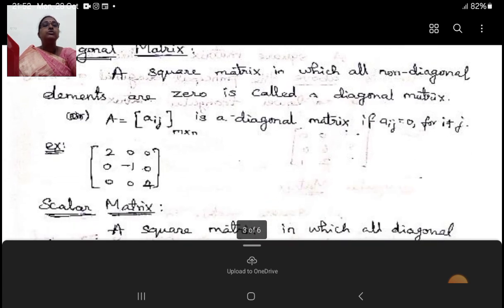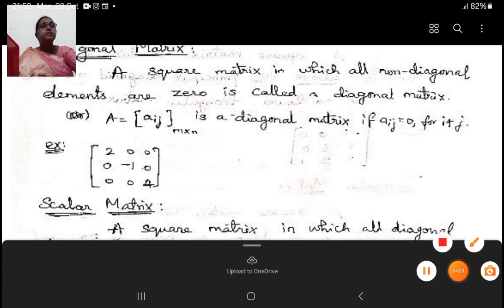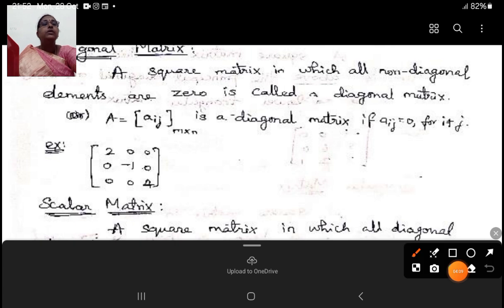Diagonal matrix. The diagonal matrix is derived from the square matrix. A square matrix in which all the non-diagonal elements are 0 is called a diagonal matrix. Here only the diagonal has some values, so it is called a diagonal matrix.